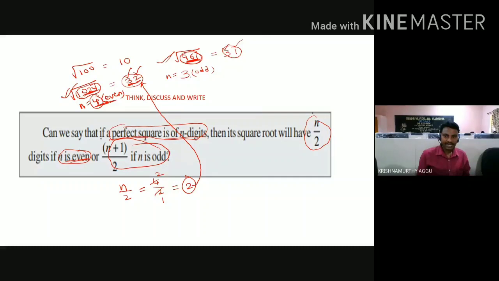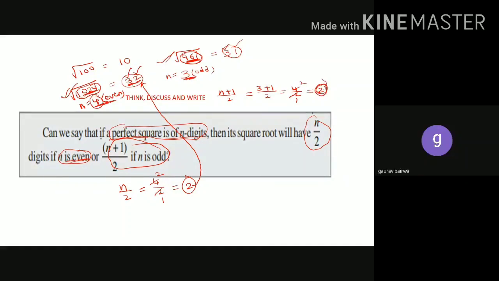Next, if n is odd you have to apply this formula. Take the example of the odd number 3. The formula is (n plus 1) by 2. The n value is 3, so 3 plus 1 by 2. 3 plus 1 is 4, divided by 2: 2 one time, 2 two times. So how many digits will be there? 2 digits. Now you can check it.